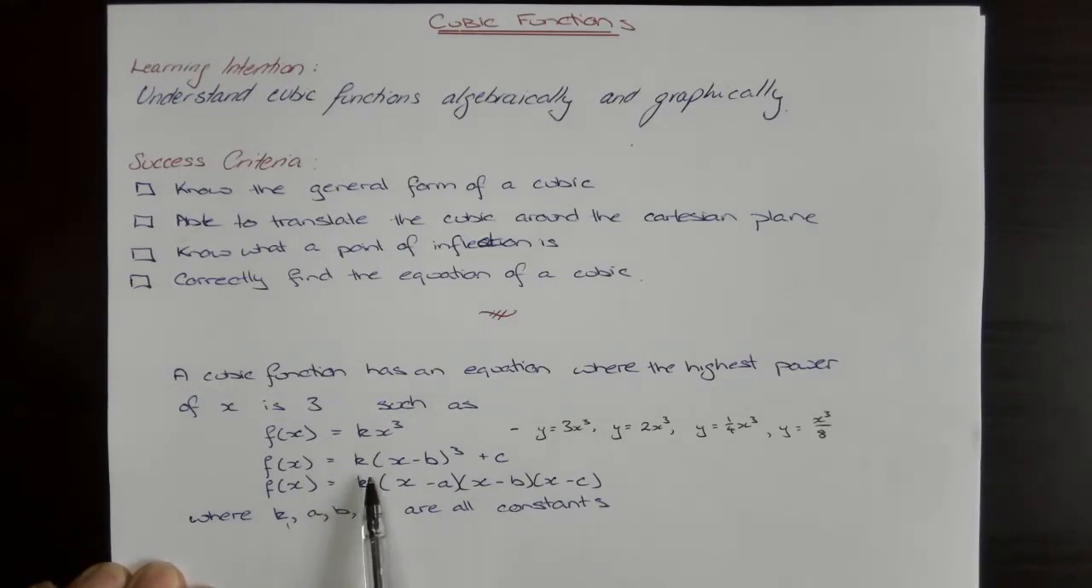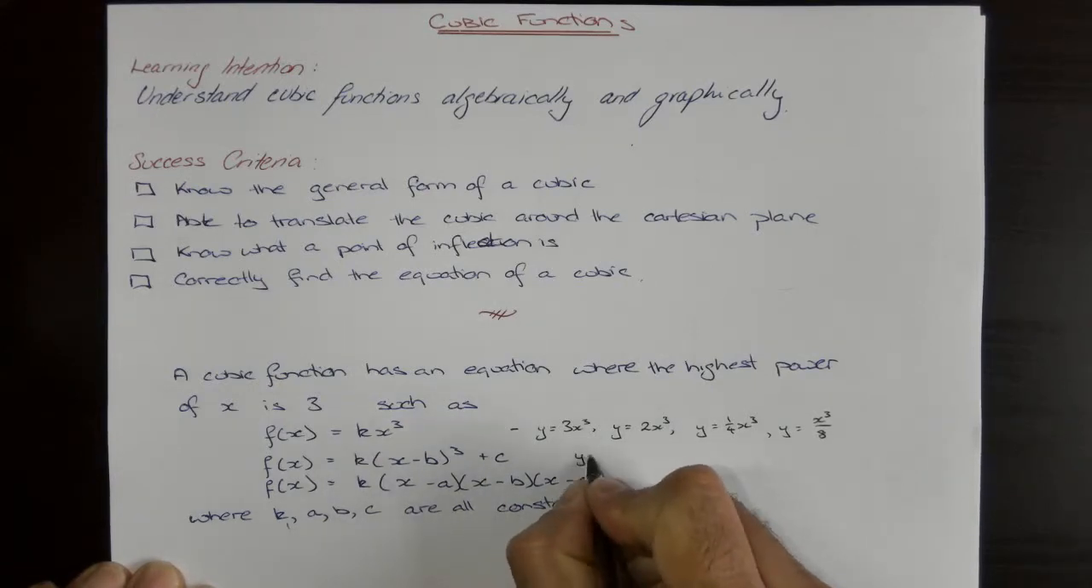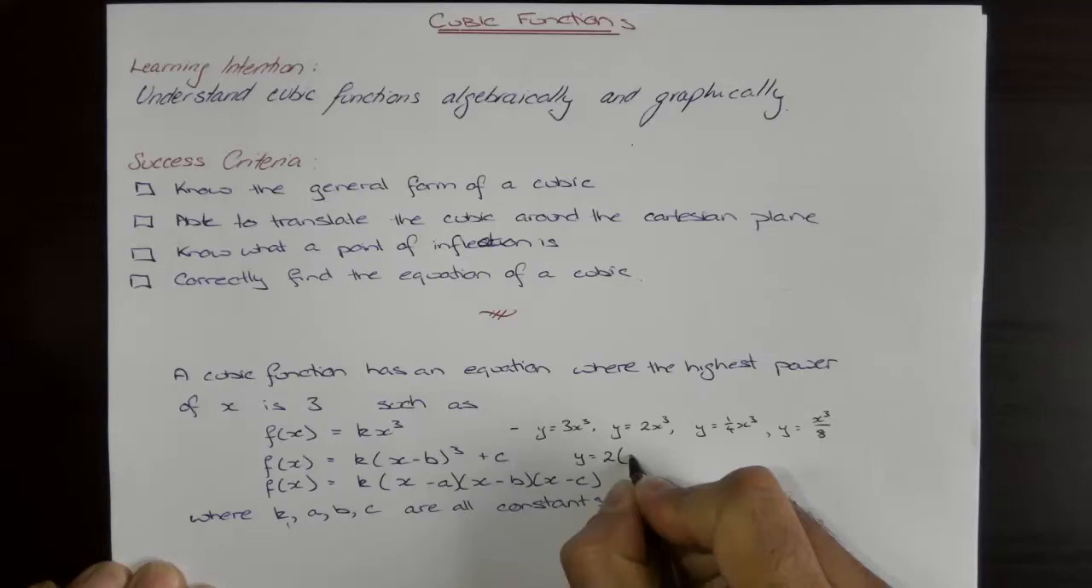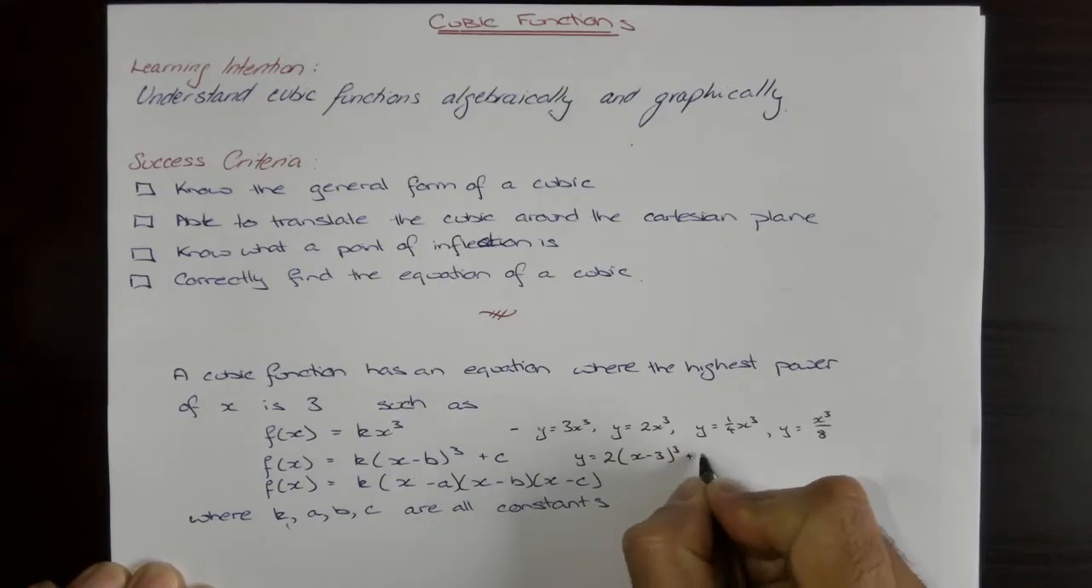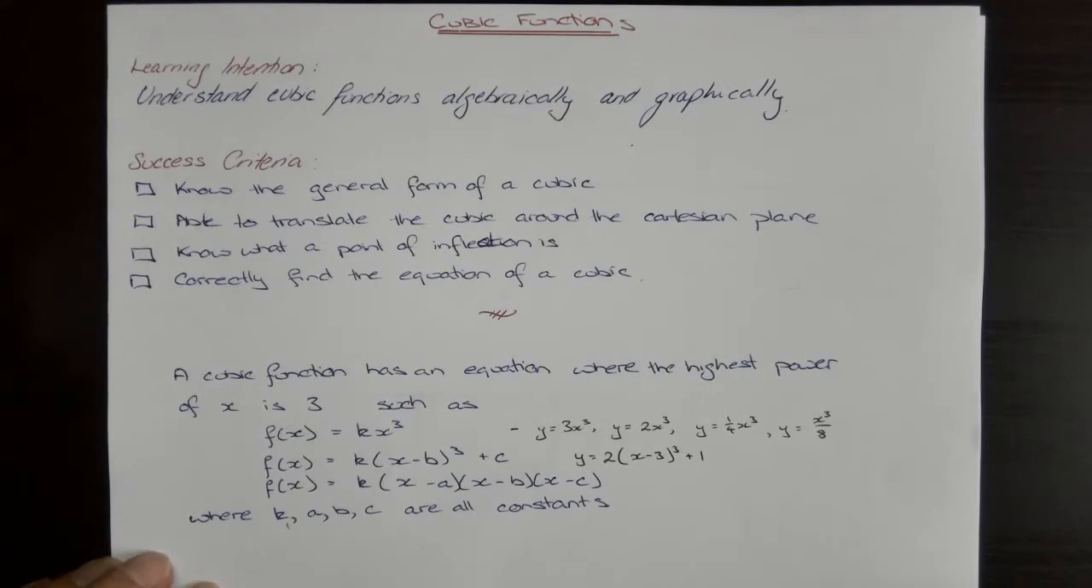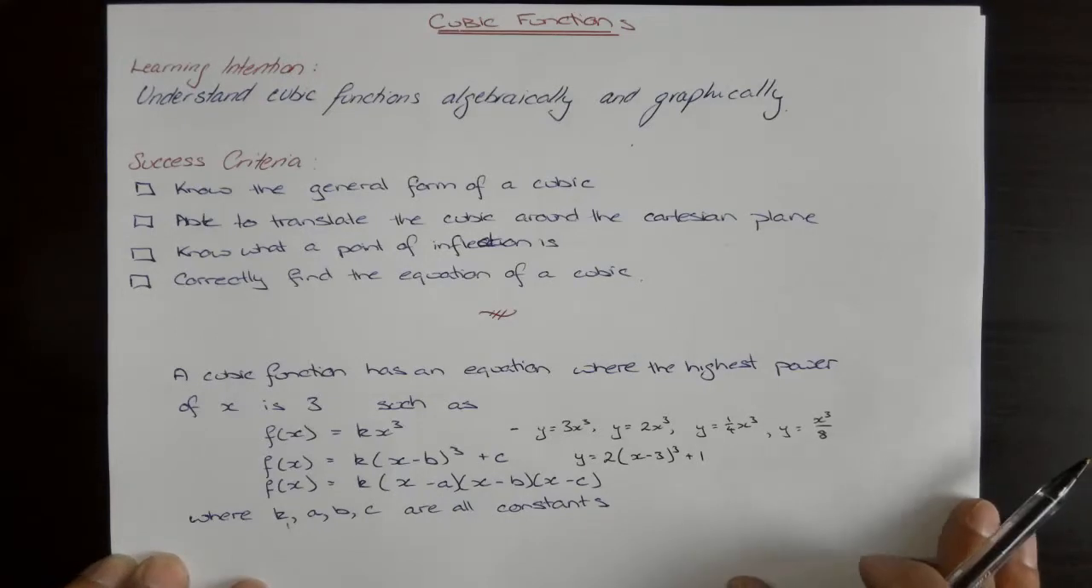Also, it's f of x equals k times x minus b to the power 3 plus c, where k is another constant. Something that would look like that would be 2x minus 3 all cubed plus 1. Then we have f of x equals k, x minus a, x minus b, and x minus c, where k, a, b, and c are all constants.